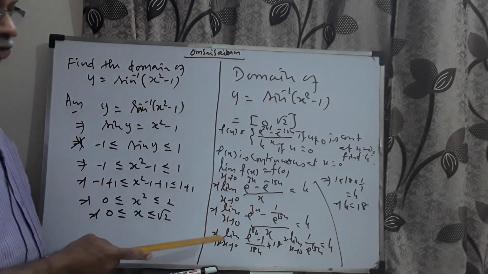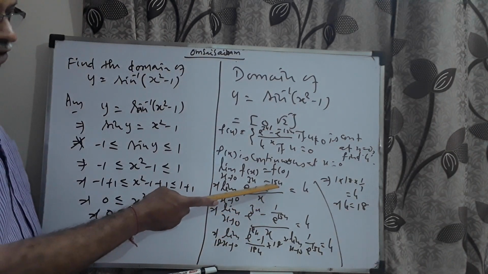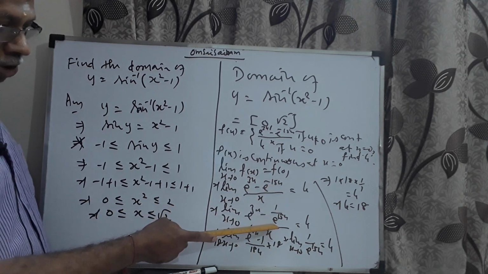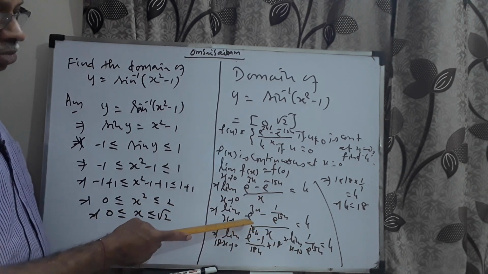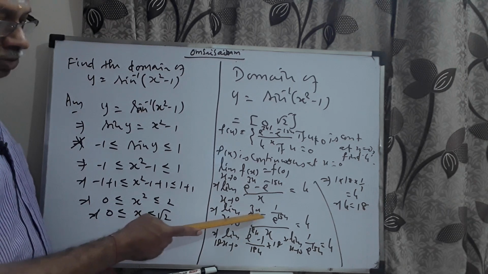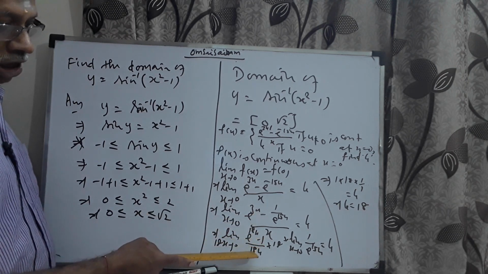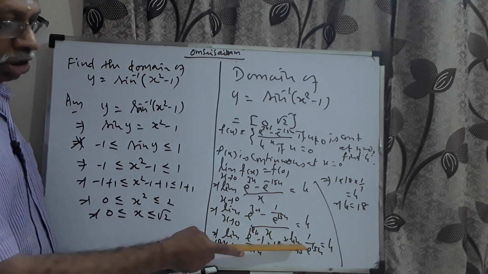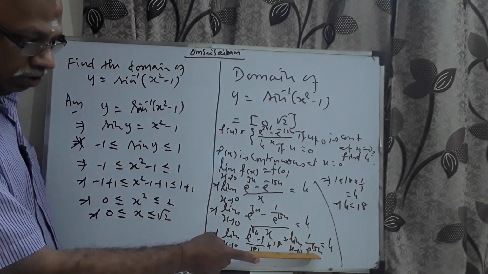at that particular point. Therefore, limit x tends to 0, I'll write this e power minus 15x as 1 by e power 15x. Let me take LCM, e power 15x plus 3x is 18x. Therefore, here I'll multiply and divide by 18. Here I'll apply the limit separately. This limit will become 1.